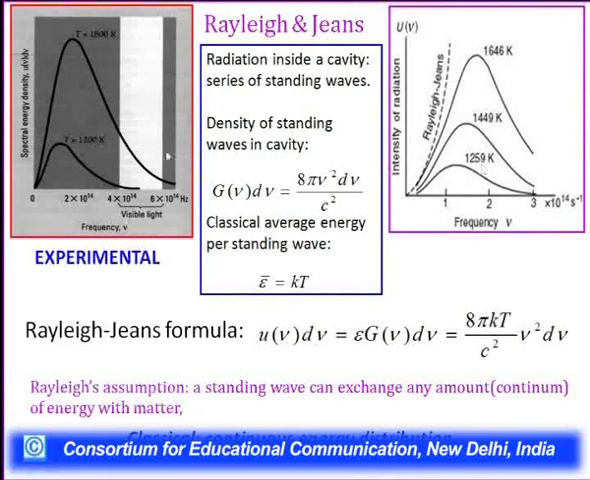theoretically. Then Planck defined it theoretically, the energy distribution with respect to the frequency, and at different temperatures it has been calculated. The radiation inside a cavity is a series of standing waves. The density of standing waves in the cavity is defined by 8 pi nu square d nu by c square. The classical average energy per standing wave is defined by E is equal to kT. K is the Boltzmann constant and T is the temperature.